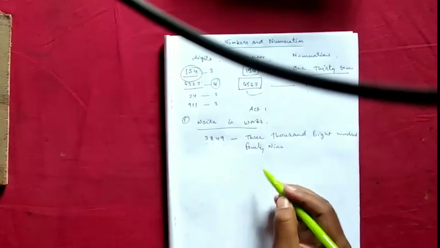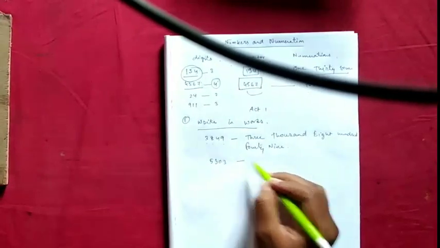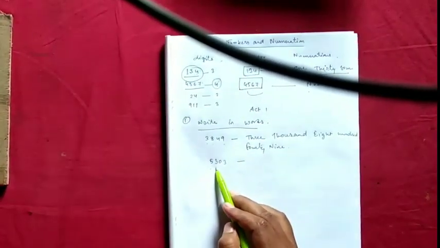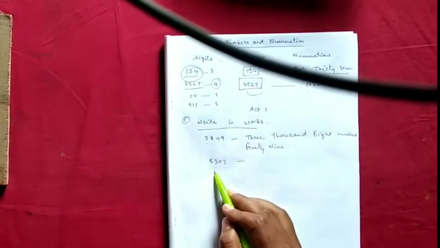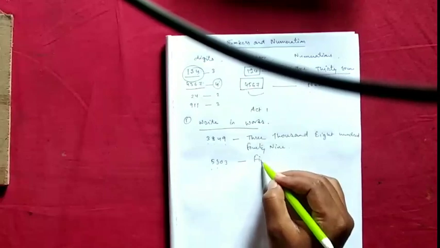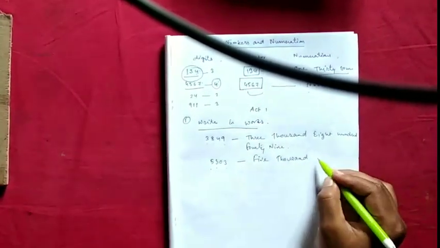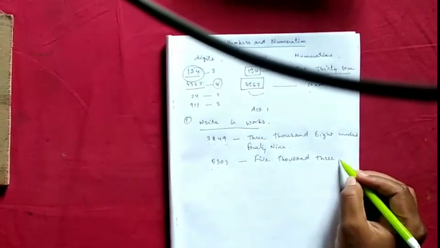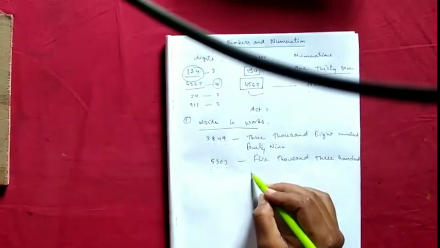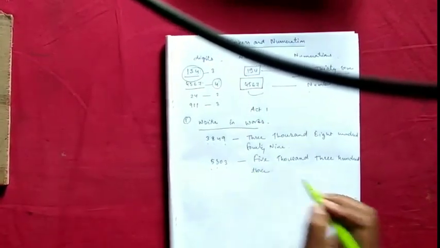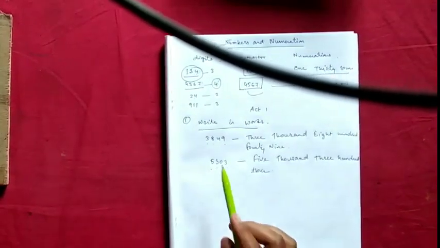Next one is 5303. How to write? 5300. Zero 3, it means 3. So, did you understand what I am telling? Write in words.